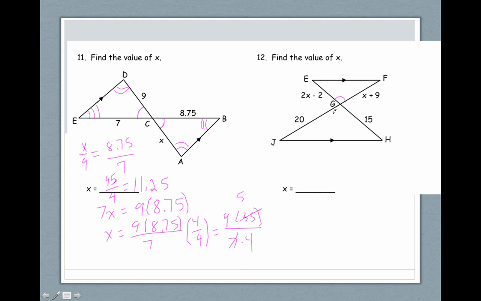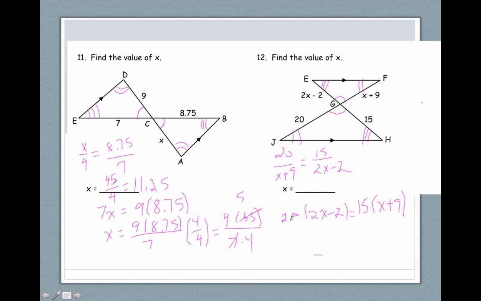Okay, so this one, again, we have this the same. Okay, so 20 over x plus 9 equals 15 over 2x minus 2. So 20 times 2x minus 2 equals 15 times x plus 9.